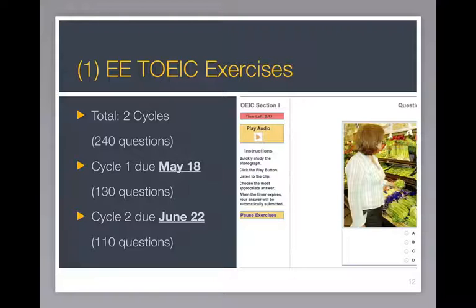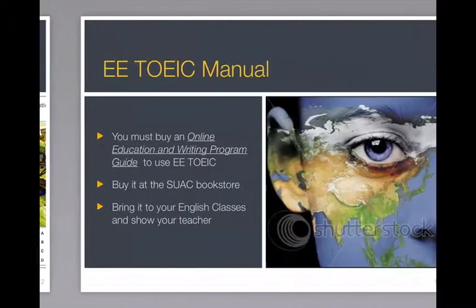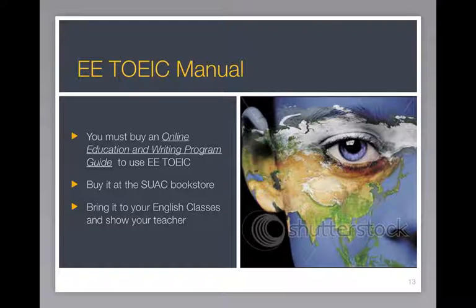The first cycle is due on week 5, May 18th, and the second cycle is due on June 22nd. That's week 10. So you have 1 month to do 130 questions and 1 month to do 110 questions. All of this information is in your TOEIC manual. You must buy the online education and writing program guide to use this special system. Buy it at the bookstore. If you have a problem, please talk to your teacher.